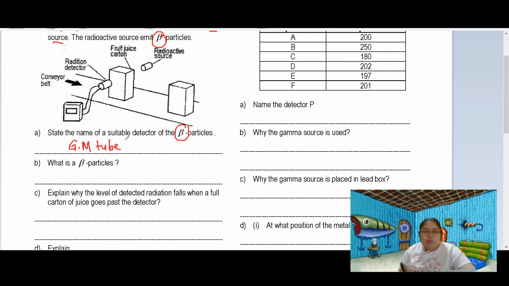GM tube. Okay, what is a beta particle? What's the meaning? Fast moving electron. This one is the definition for beta.